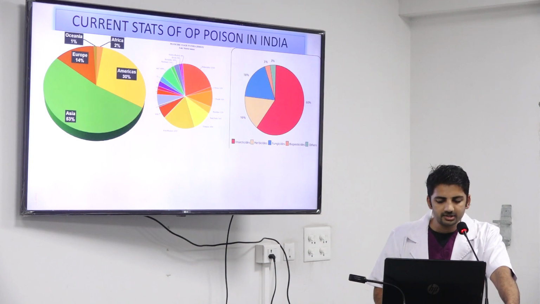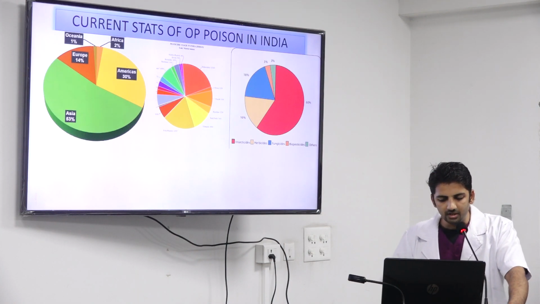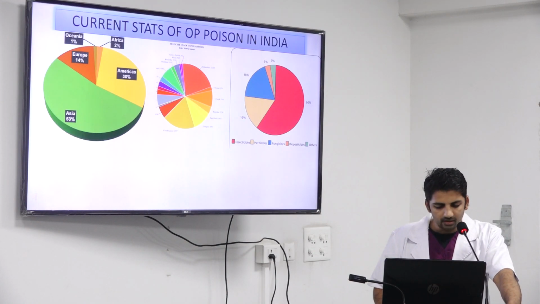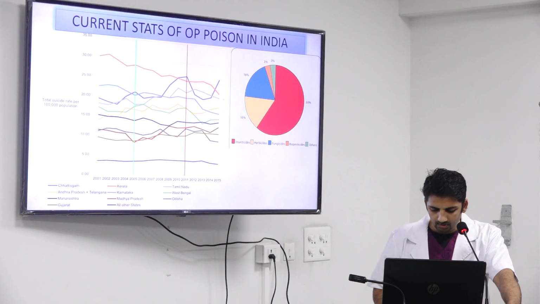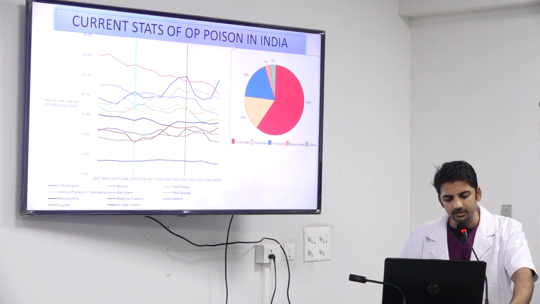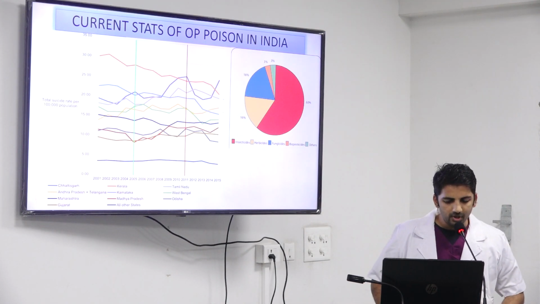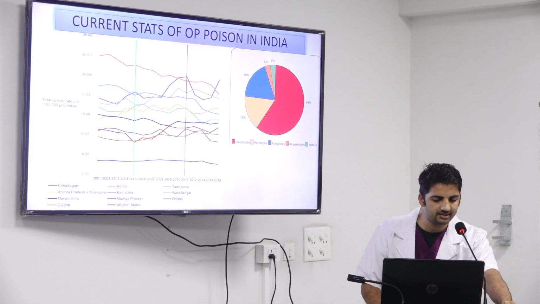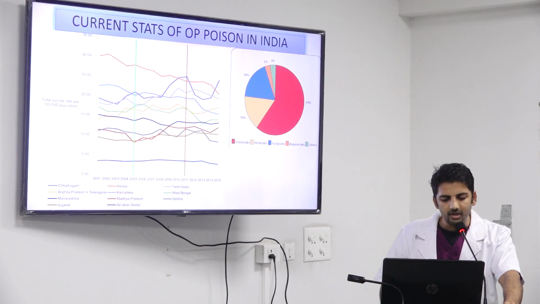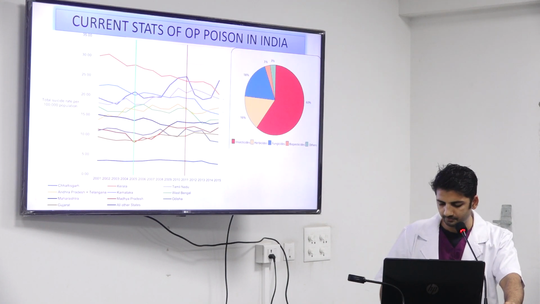So among all the pesticides, including fungicides, bactericides, herbicides and weed killers, insecticides rank top in human poisoning. So this is the statistical analysis of all the states showing human poisoning cases with organophosphorus, where this is the status of 2022, where Kerala ranks first, followed by Tamil Nadu and Karnataka.